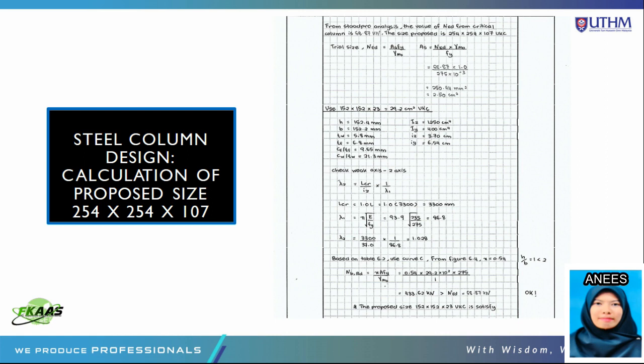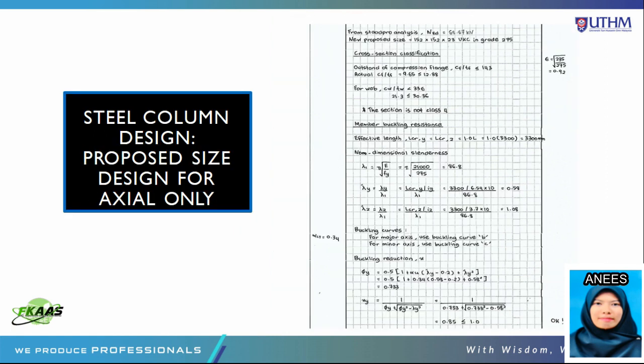Then we check the weak axis, Z axis. Next, based on table 6.2 we use curve C from figure 6.4, and we calculate the value of NBRD using the formula chi times A times Fy divided by gamma, and the answer is 433.62 kilonewton, which is okay because the value is bigger than the value of NED, which is 68.87 kilonewton.